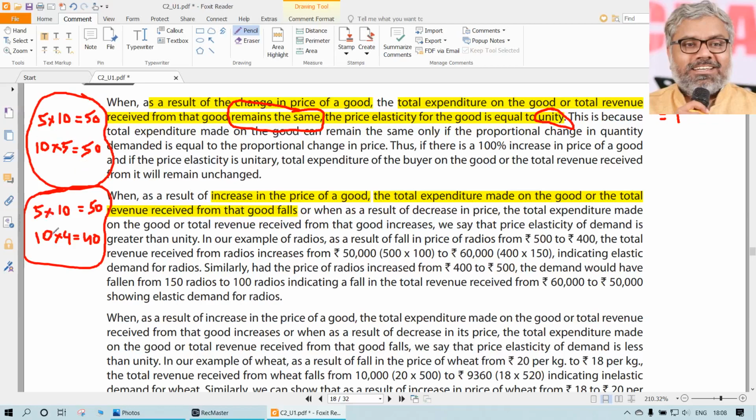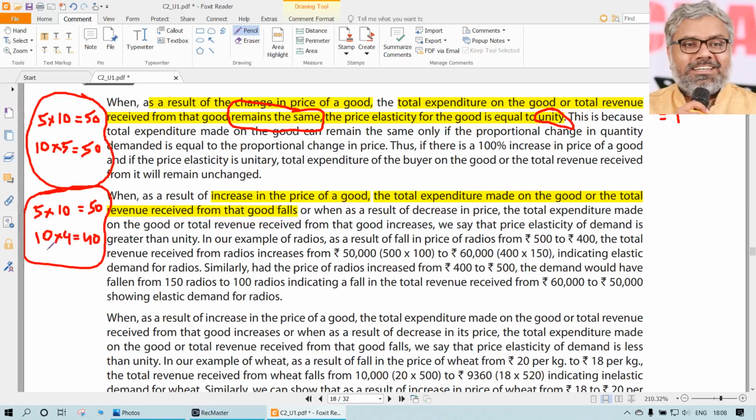Now, when there is a change in the price, look at the first direction: the price has increased from 5 to 10. What happened to the revenue? Revenue has decreased. When there is an increase in the price of the good, the total revenue or total expenditure on that good falls. Or if you see the reverse, that is also okay. Let us say the price of the commodity is already 10 rupees, with 4 units, so the revenue is 40.